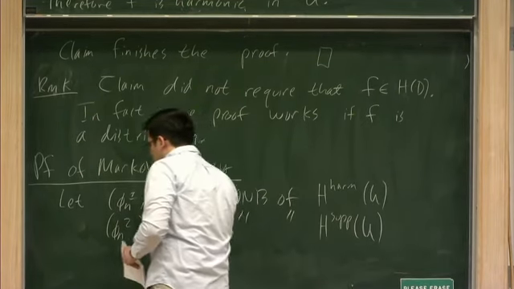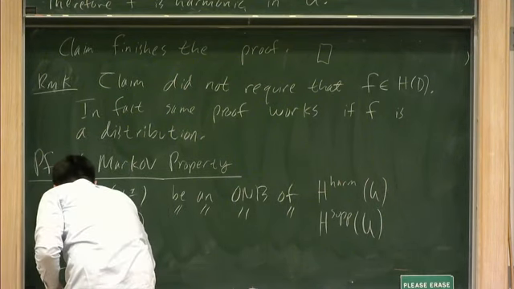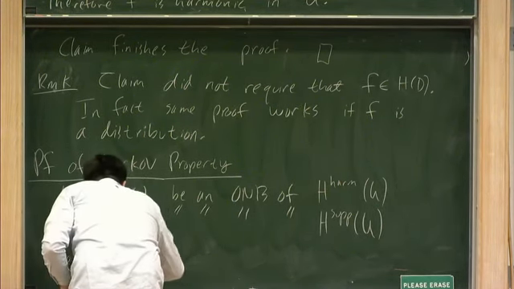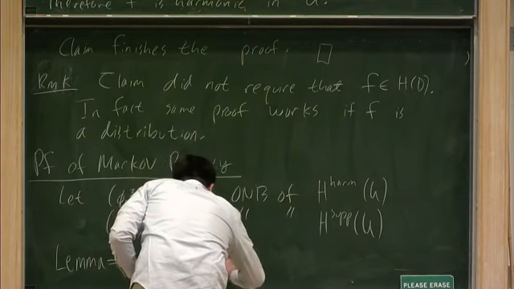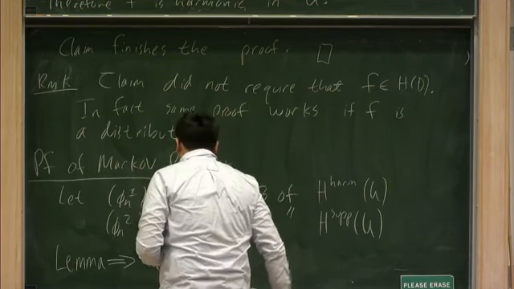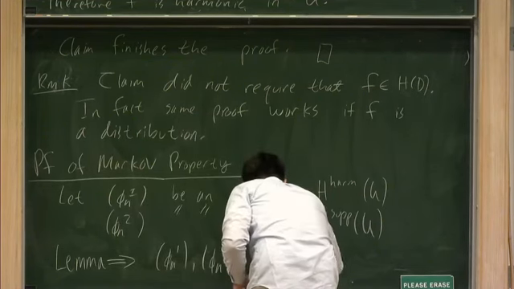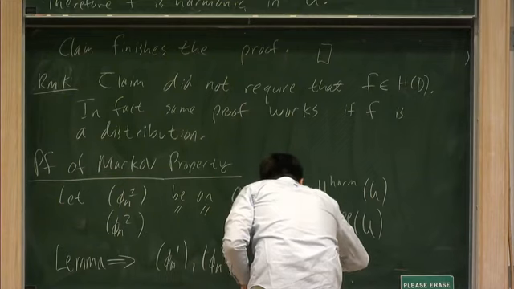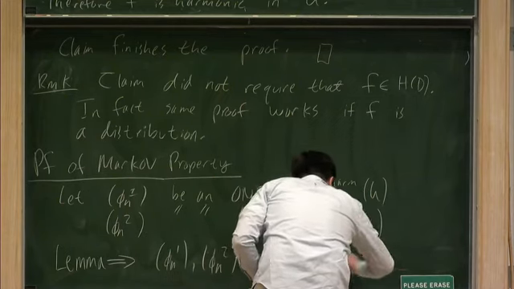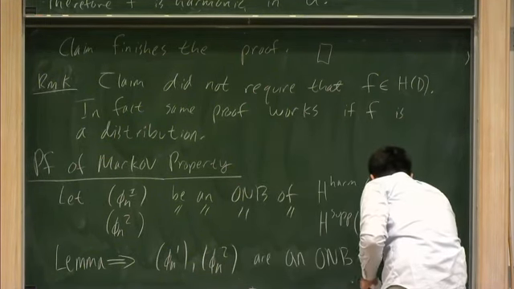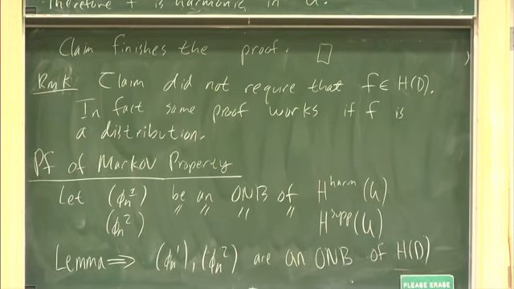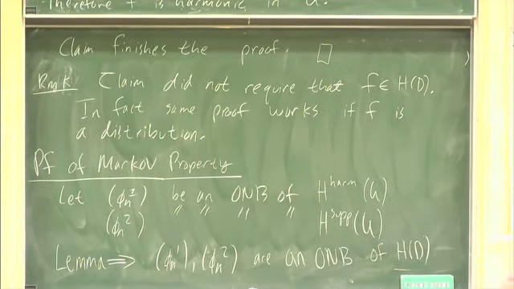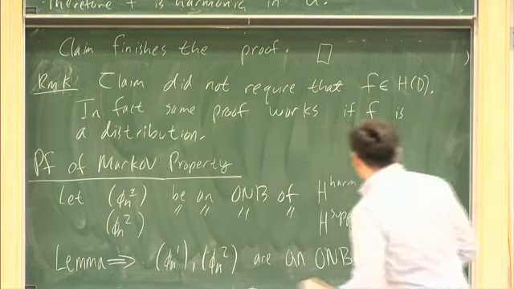Then the lemma that we just proved implies that phi n1 and phi n2 together give a basis of all of H of D. Okay, because these two spaces are orthogonal and together span the entire space.